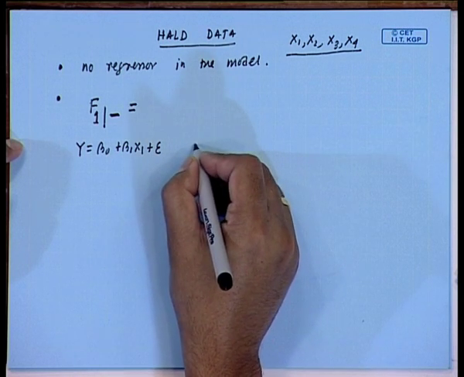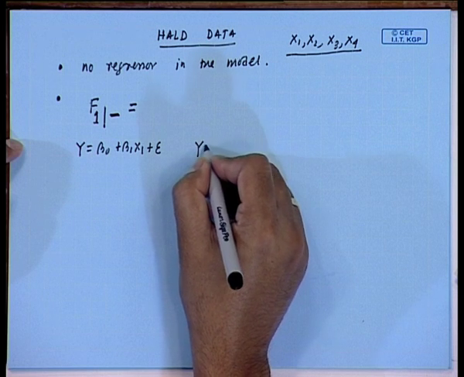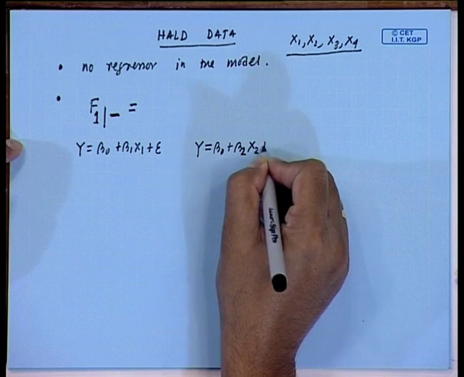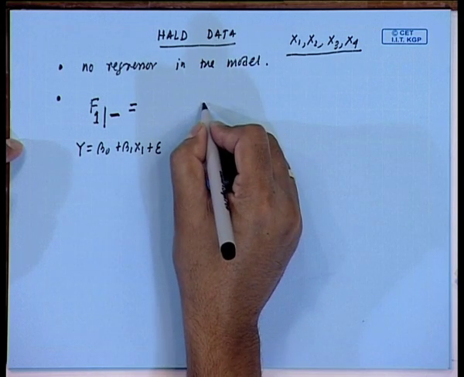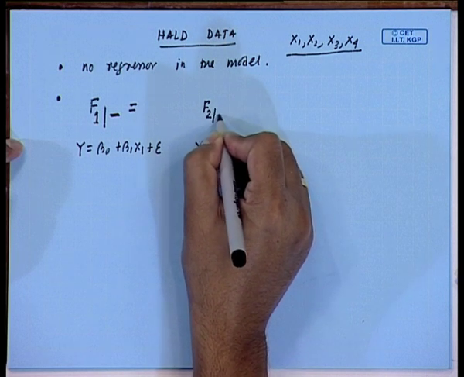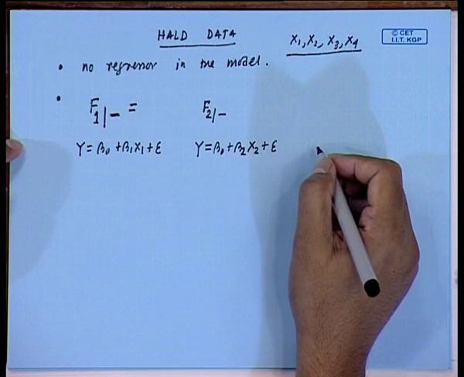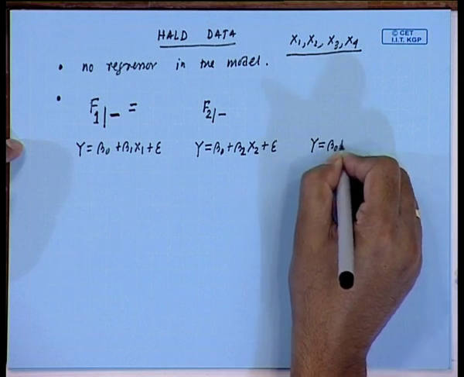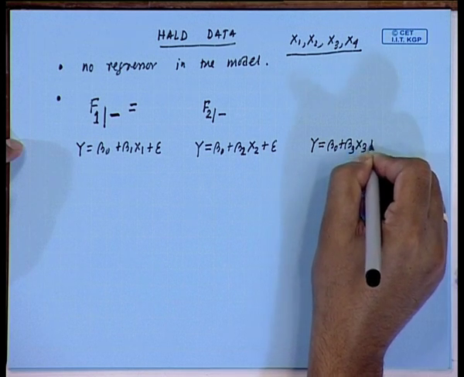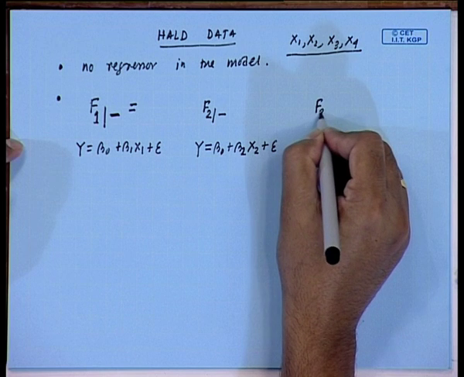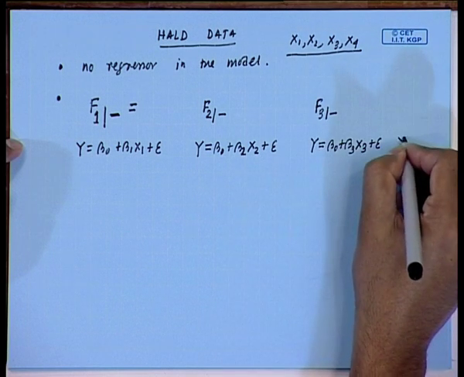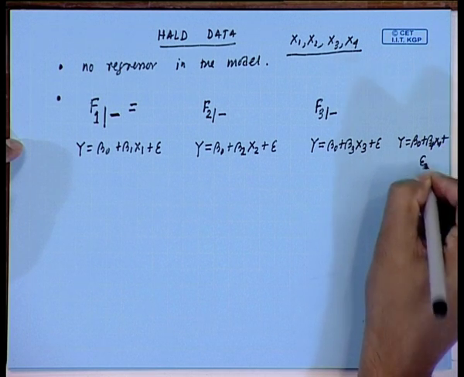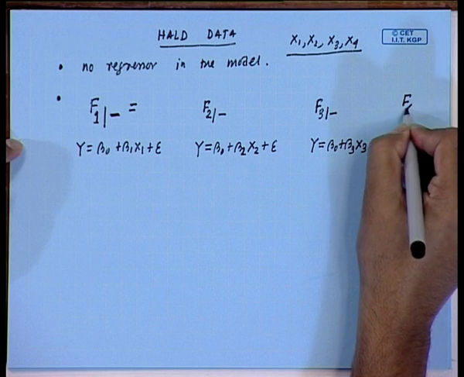Similarly, we consider the second simple linear regression model, y equal to beta naught plus beta 2 x2 plus epsilon. The associated F value is F2 in the presence of nothing. We will evaluate the model y equal to beta naught plus beta 3 x3 plus epsilon, so F3 in the presence of nothing, and y equal to beta naught plus beta 4 x4 plus epsilon. So, I will compute F4 in the presence of nothing.